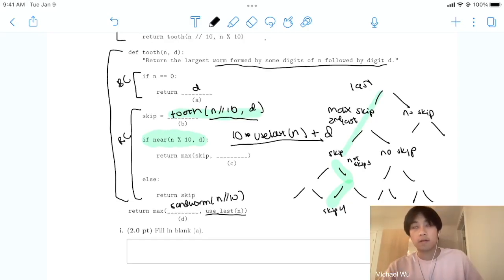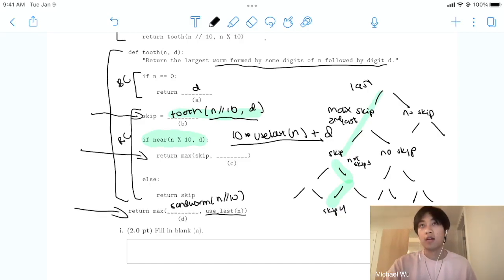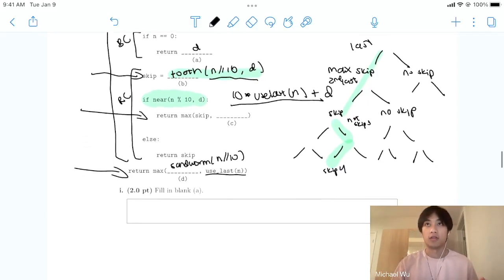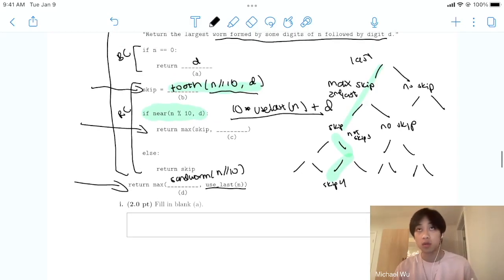So the second point of confusion that students often have is, how do you know which recursive function to call? For example, how do you know that you should be calling tooth here and then use last here, but then sandworm here, right? There's no real universal rule to figure this out. It really depends on what you want. So because of this, I'll just go over the specific cases that we were given in this problem.